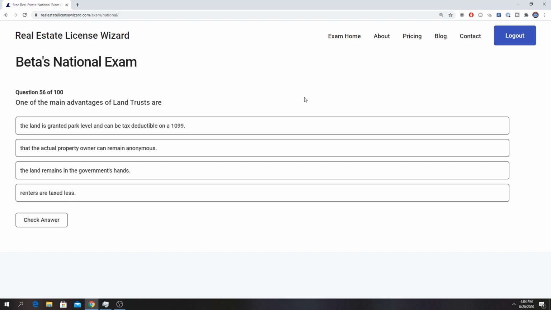56. One of the main advantages of land trusts is: the land is granted park level and can be tax deductible on a 1099, the actual property owner can remain anonymous, the land remains in the government's hands, or renters are taxed less. Oh, okay, interesting. So, I'm gonna give you guys an opportunity to think this one over, read it over, all the good stuff.